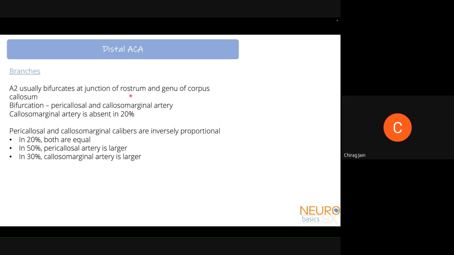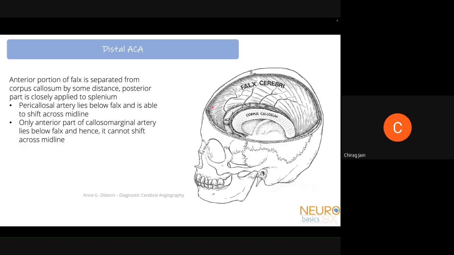So one is larger in size, the other will be smaller in size. Okay, so another important thing to remember is that this anterior part of the ACA is at some distance from the falx, because the falx is not tightly opposed to the corpus callosum anteriorly. It is opposed to the corpus callosum posteriorly though. So here, anteriorly and posteriorly, the pericallosal artery is more or less free under the falx.